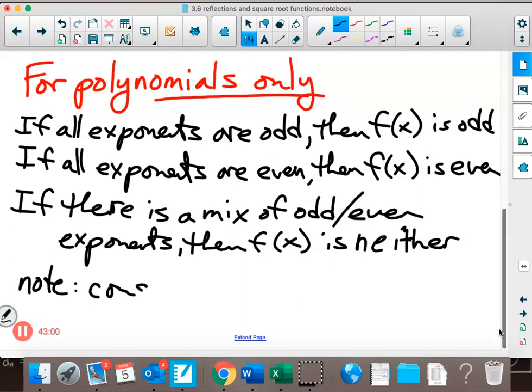Okay, little side note. Constants are even. A constant is a number with no x next to it, right? So constants are considered even.